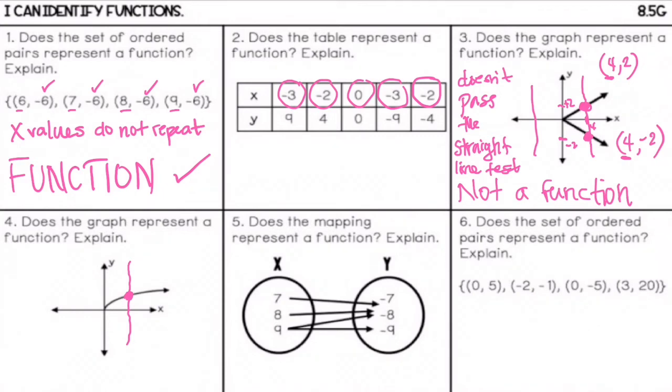Number 5. Does the mapping represent a function? Again, we need to explain. Remember, I do not want my X values, also known as input values, to repeat. My Y values are my output values, and it's okay for my Y values to repeat. Here in mapping, I like to make my set of order pairs. So let's look at the first arrow, from 7 to -7. So I'm going to make one order pair for that arrow. I have another arrow at 8 and -8.